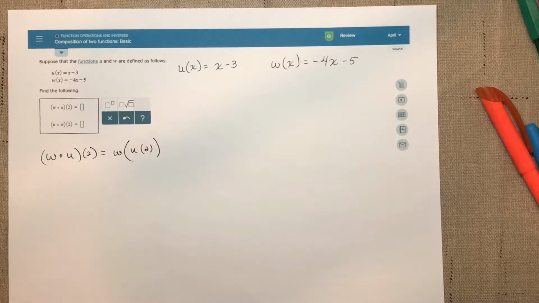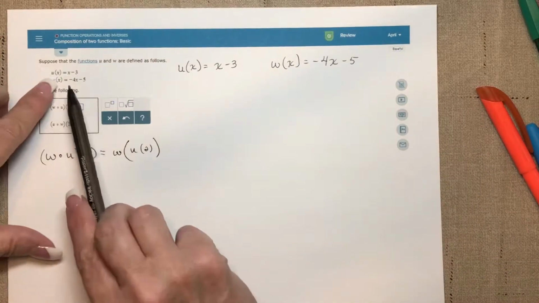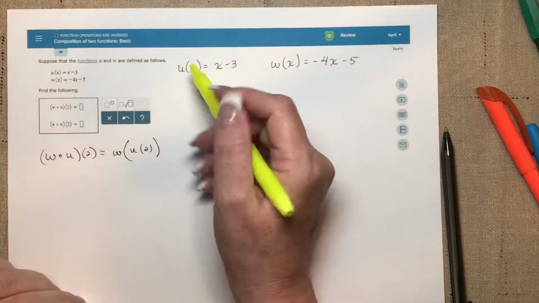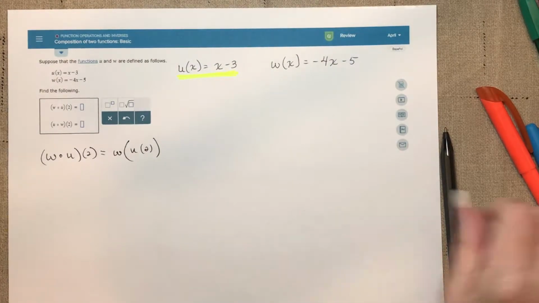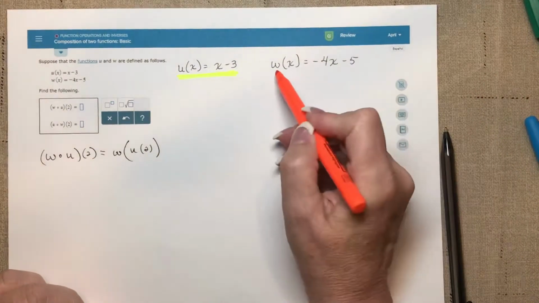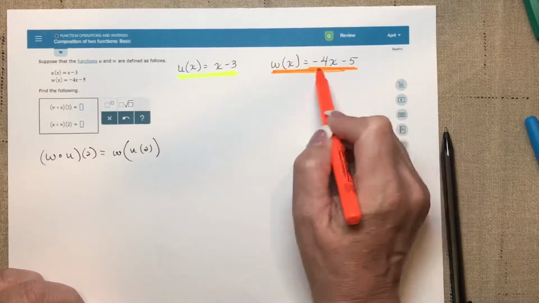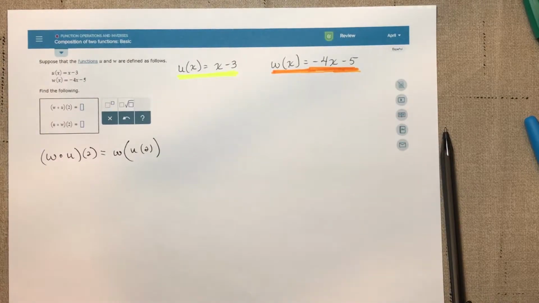Okay, these are composite functions. They gave me two functions. They gave me u of x is equal to x minus 3, and they gave me w of x, which is negative 4x minus 5.